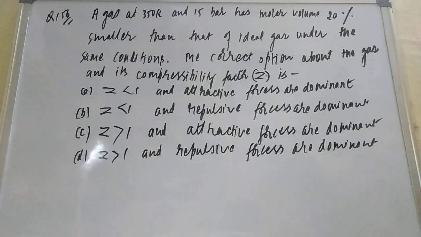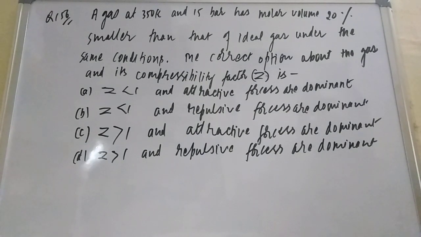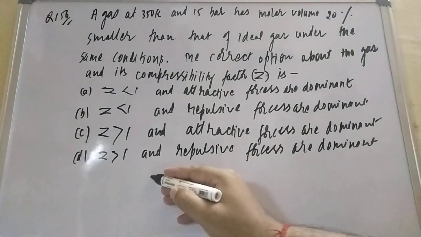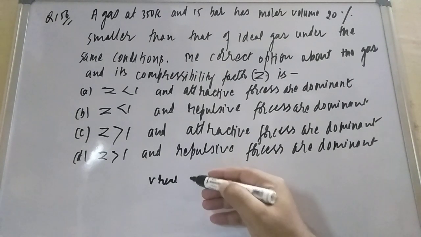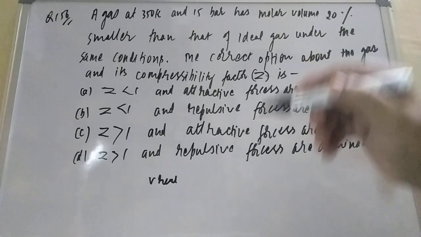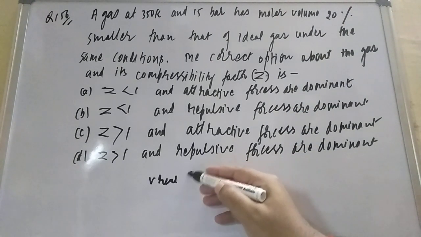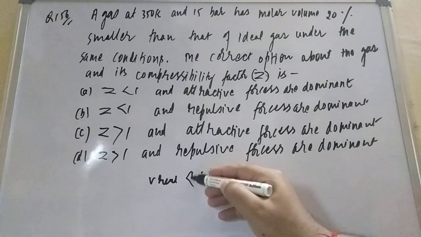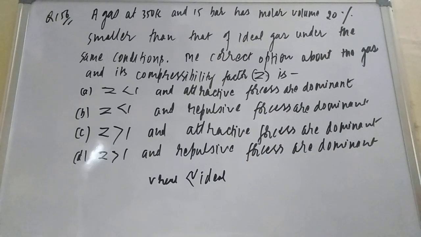Now the problem number 156, student. A gas at 350 Kelvin and 15 bar has a molar volume 20% smaller than the ideal gas. What they are saying is, student, V real is smaller than V ideal. So V ideal is more.